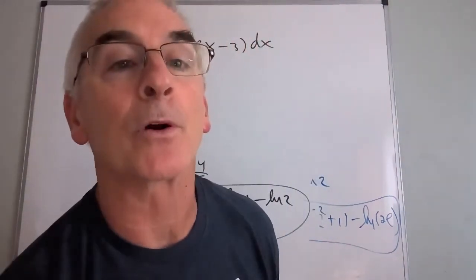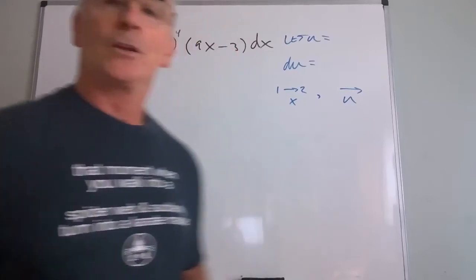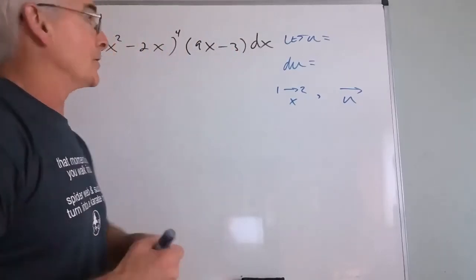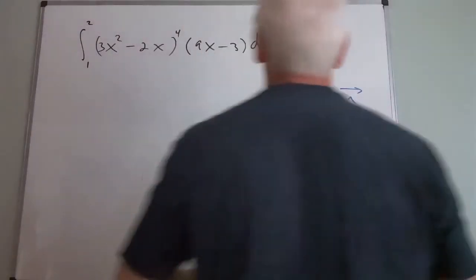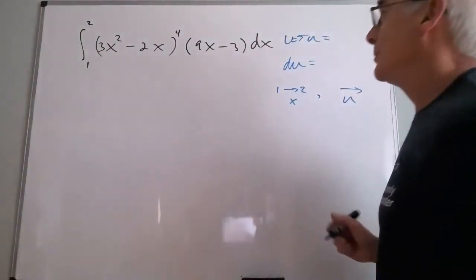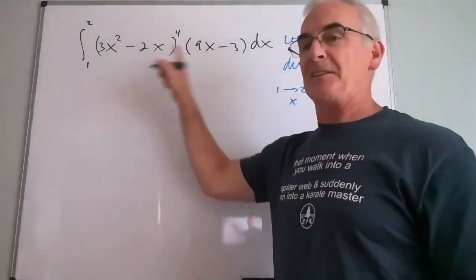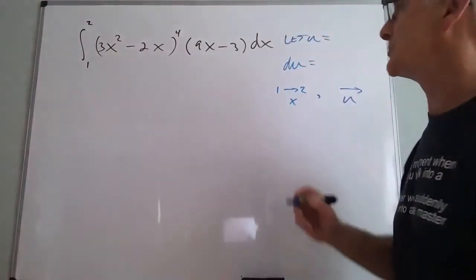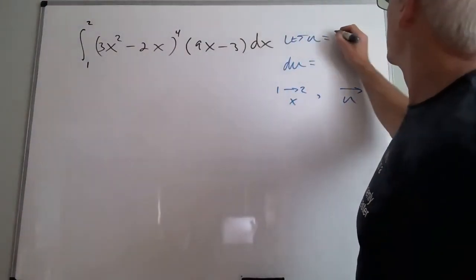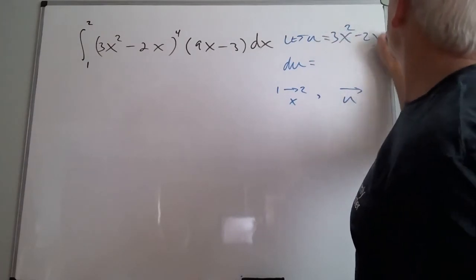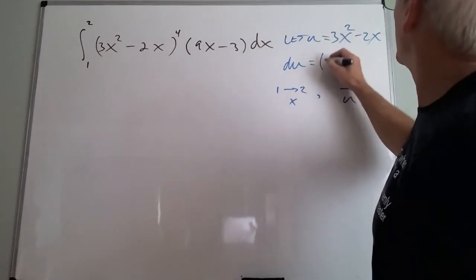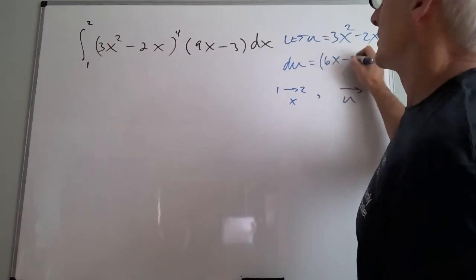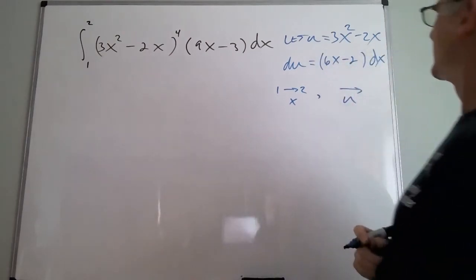So I'm going to stop recording for a minute. Okay, now let's go to it. I know, Gil, you are the furthest along. So what's my choice of u? It should be easy, but when you see a product of things, sometimes we go the wrong direction. So what should my u be? 3x squared minus 2x, which makes the du pretty simple. That's 6x minus 2 dx.